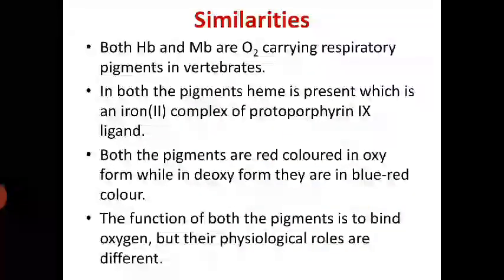Both hemoglobin and myoglobin are oxygen carrying respiratory pigments in vertebrates. In both pigments, heme is present, which is an iron(II) complex of the protoporphyrin IX ligand. Both pigments are red colored in the oxy form, while in the deoxy form they are bluish red. The function of both pigments is to bind oxygen, but their physiological roles are different.